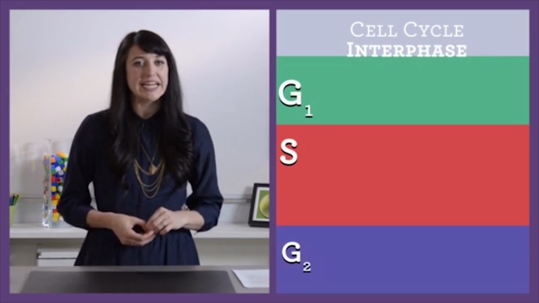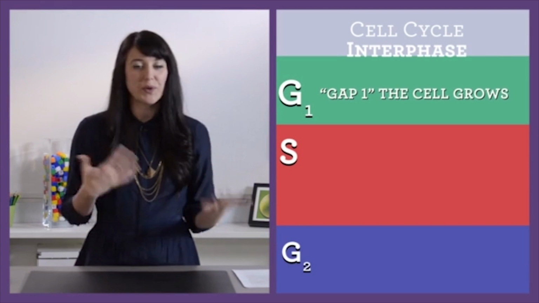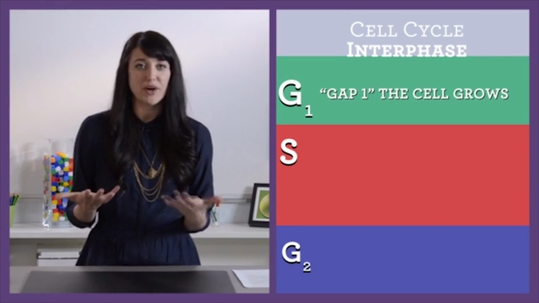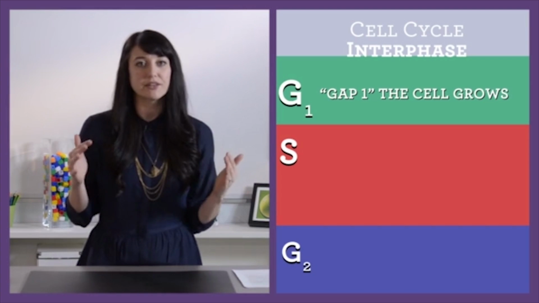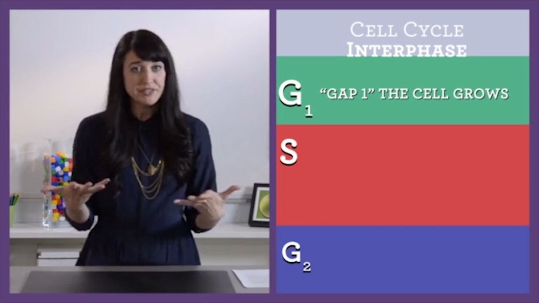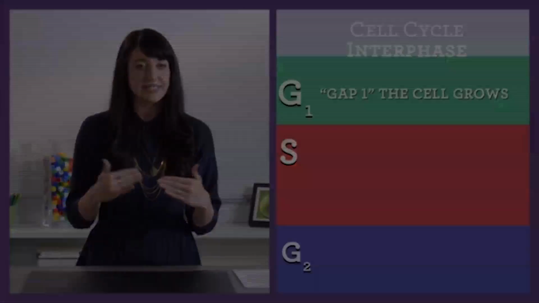G1 stands for gap 1. The way you can remember what happens during gap 1 is it starts with a G, and so does the word grow. This is when the cell is growing. After the cell grows, the S phase.